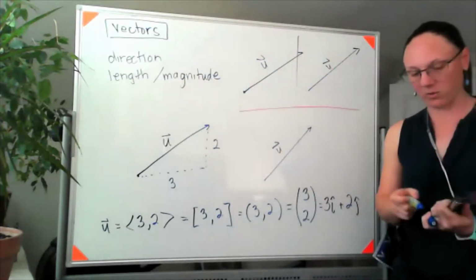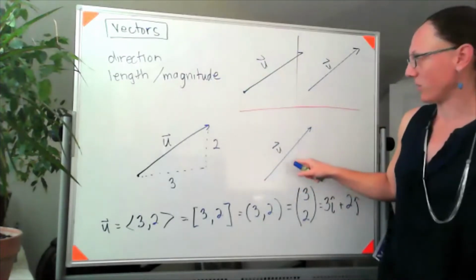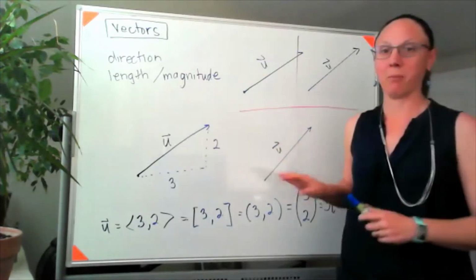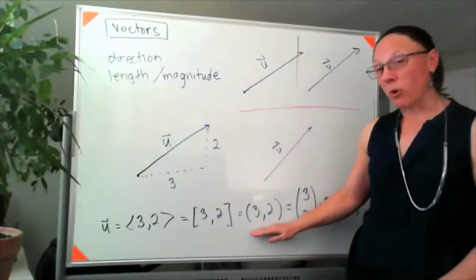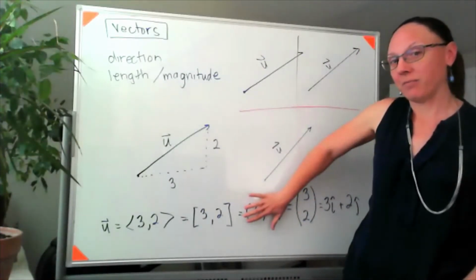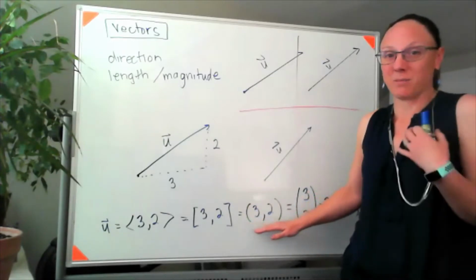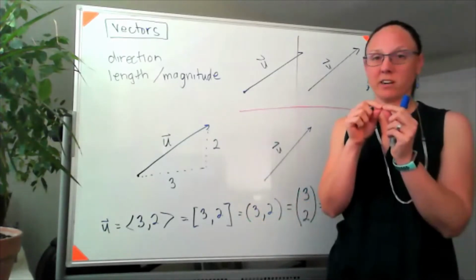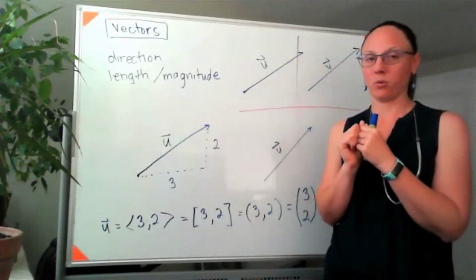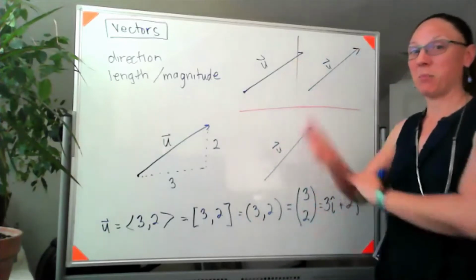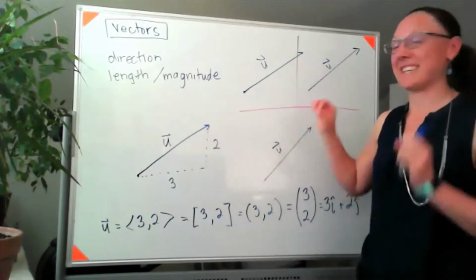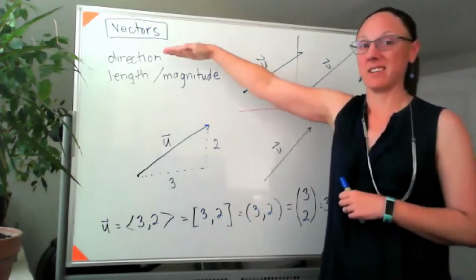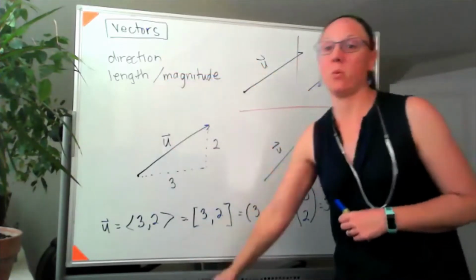So I tried to make those all have the same direction, and this last one down here is tilted a little bit different, but we're going to pretend they're all the same direction. So I don't like this notation because it makes me think that we started at 0, 0 and went to the point 3, 2. But more generally, this vector u is the same vector as long as it has the same direction and length or magnitude.